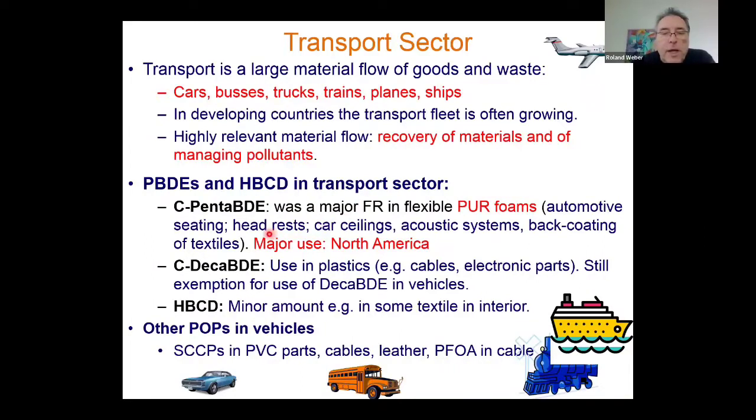Then commercial Decabromodiphenyl is frequently in cables and in textiles of vehicles. Also, hexabromocyclododecane can be found, but at lower concentrations inside vehicles. And we have other POPs in vehicles like chlorinated paraffins or PFOA in cables and in the textiles of the seats of cars.